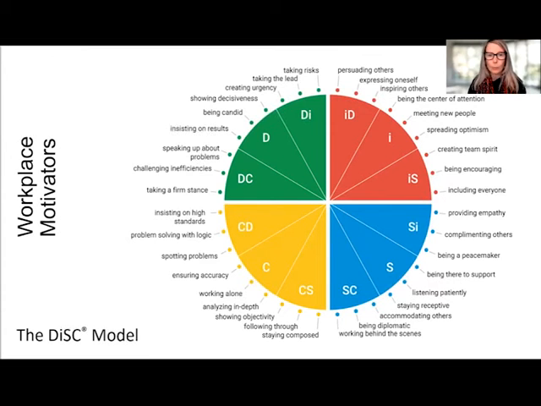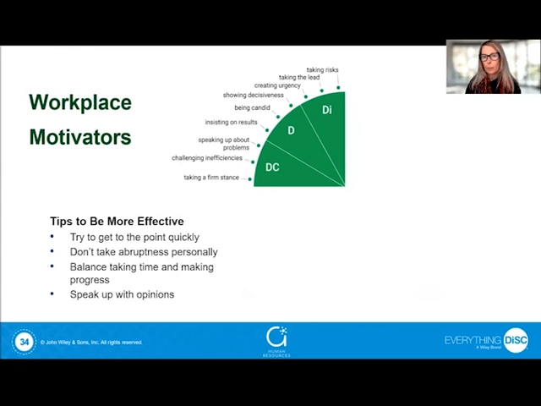And you can see that we're complex human beings and there's a lot going on for us. This can really help us better understand what we need at work to stay energized and engaged. And it can also help us understand what our colleagues need. So if you're working with someone who might be in the D area of DISC, these may be their motivators. They might like to have quick action. They might like to make decisions and move quickly.